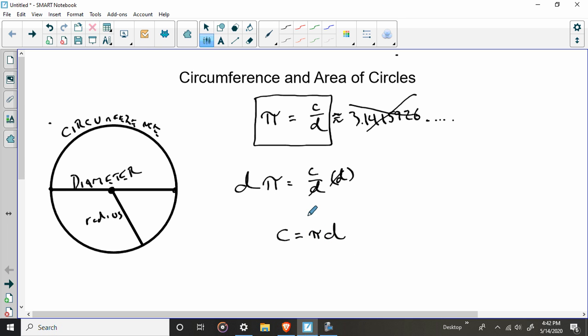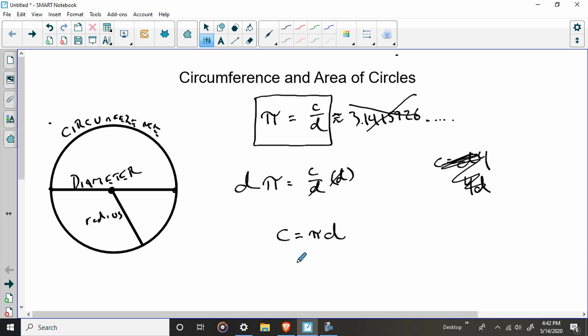If you're wondering why we write it this way and not this way, remember this is a number. This is 3.14159, okay? And d is a variable. So this is a number and a variable. Numbers come before variables, right? We wouldn't say circumference was equal to diameter times 4, we would say 4 times the diameter, right? So we're going to put pi out in the front.